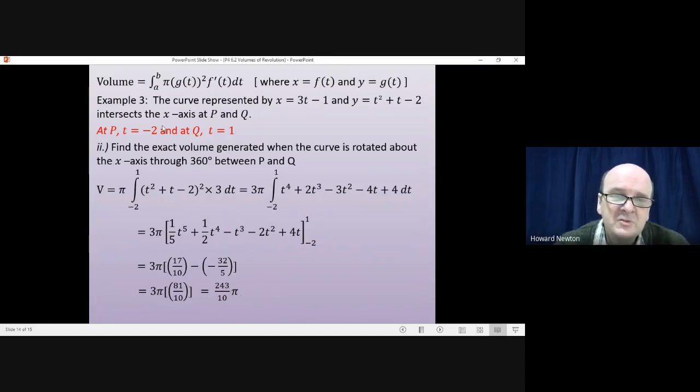Now notice in the question, they've said find the exact volume. That means they don't want the answer as a rounded decimal. If the answer involves pi, then you would include pi. If it included something like a log, you'd include the log. But whenever they say the exact value is wanted, they mean they want something like this. They don't want a rounded decimal.